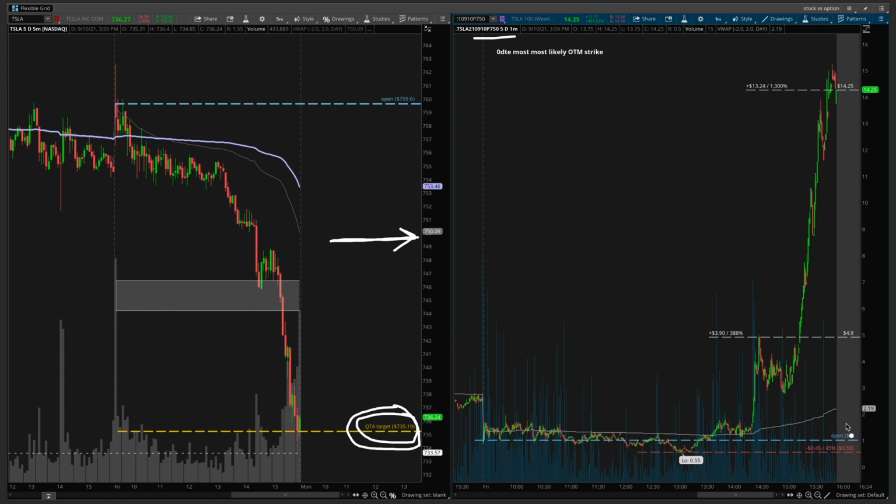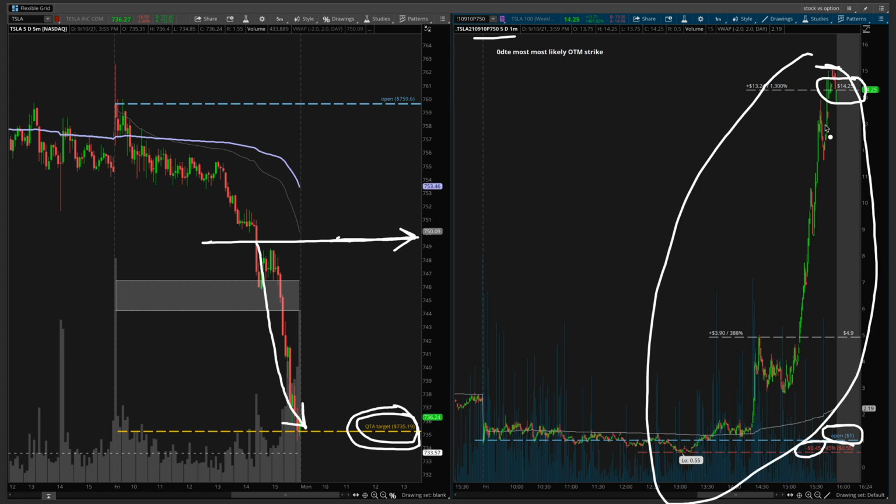And as we can see, this contract opened at $1. The max drawdown was 45 cents. So you would have been down $45 before this contract went all the way to 15. It ultimately closed at $14.25, because at this point, once Tesla broke down below 750, all of this was just intrinsic value. And this is just a dream scenario.